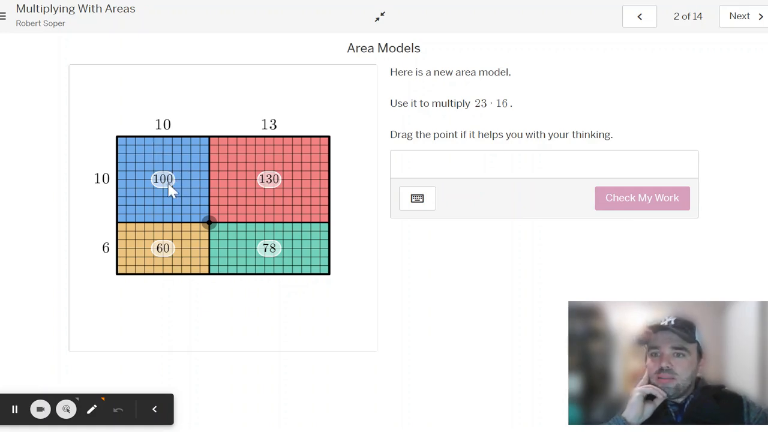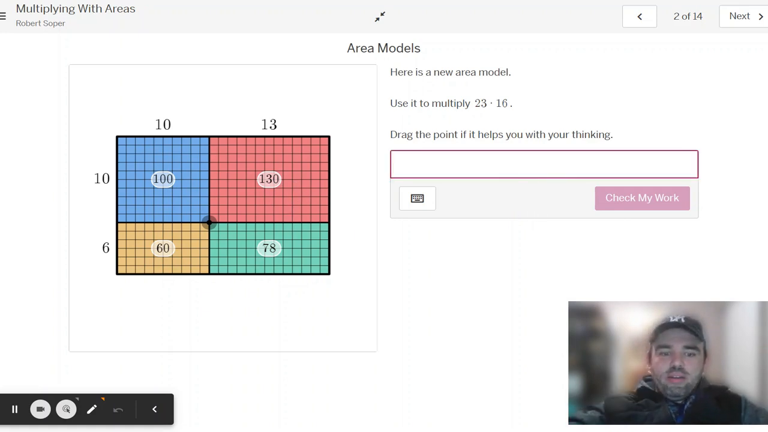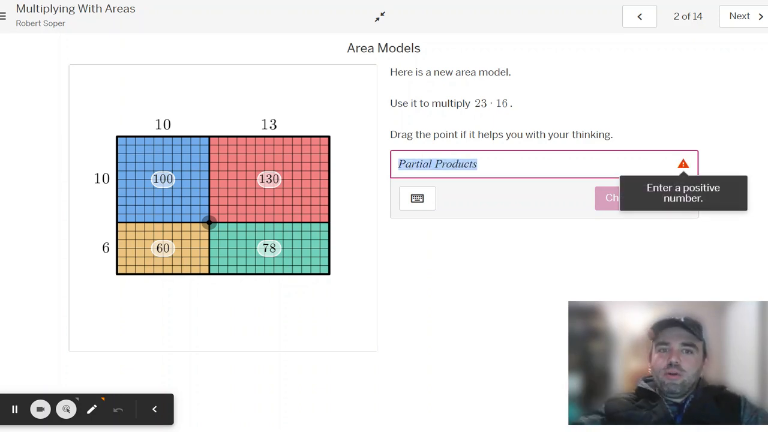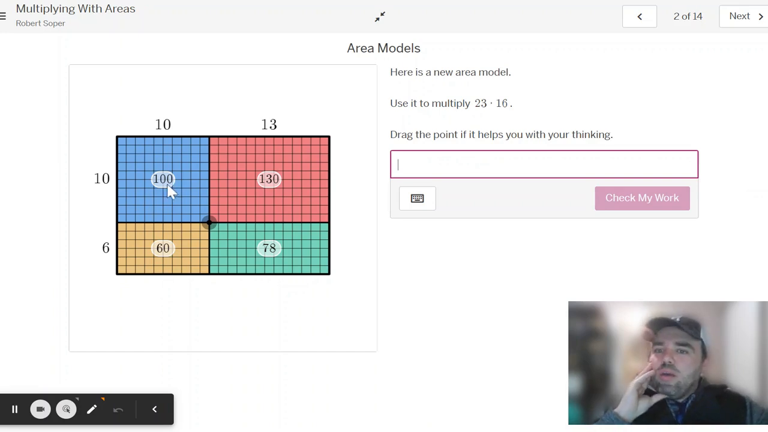When you use the area model, we're going to call these partial products as well, because these are products and they are part of the whole. So we'll call this partial products. Go ahead and type that in here so you know what I'm saying. You don't have to write this, but I just wanted you to hear what I was saying. Partial products with the area model. 100 plus 130 is 230. 230 plus 60 is 290. 290 plus 78 is 368.